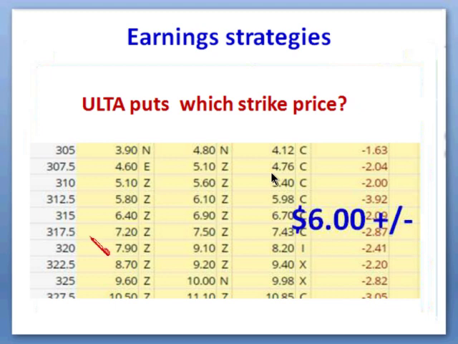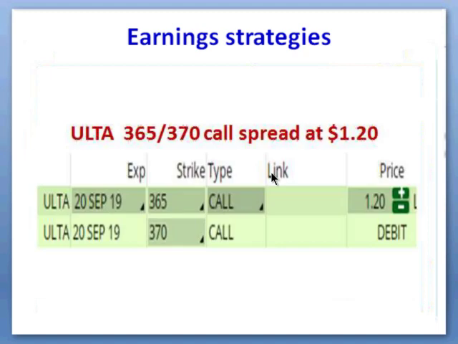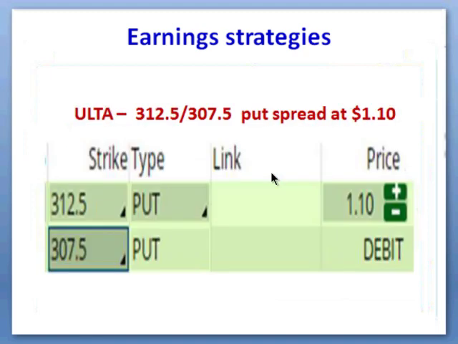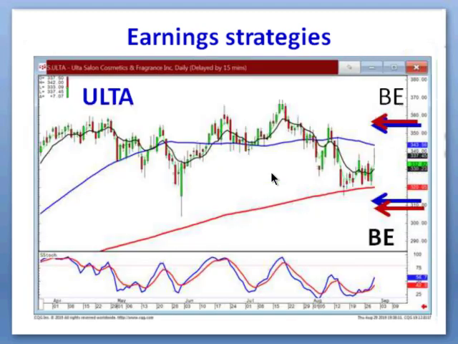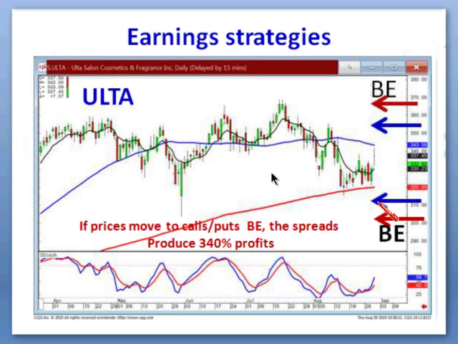Or, let's say I look at the 365 call spreads, instead of paying $6, go 365, 370 for $1.20, and buy a put spread, the 312.50 and 307.50 for $1.10. Well, now that puts a whole different dynamic. Whoops, I did that wrong. That if I bought the calls outright, and these are even wrong, this should be even lower.